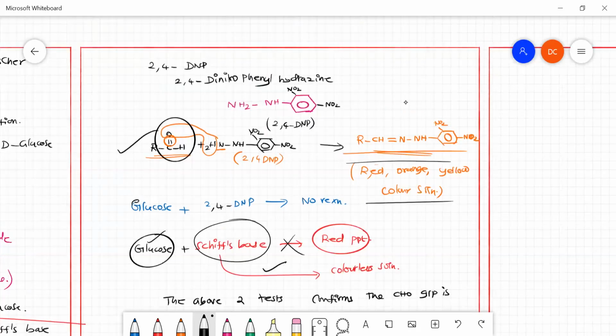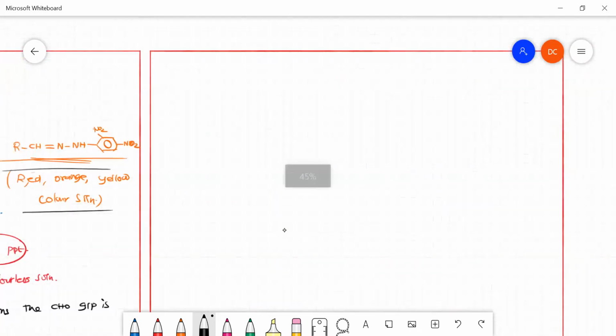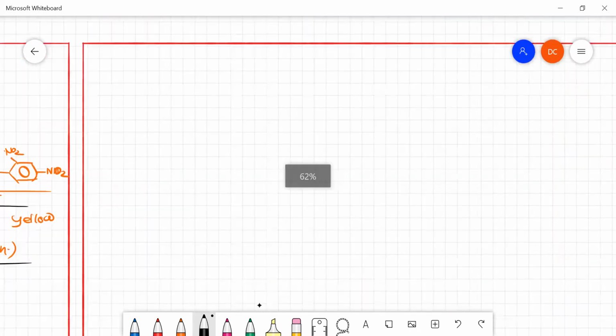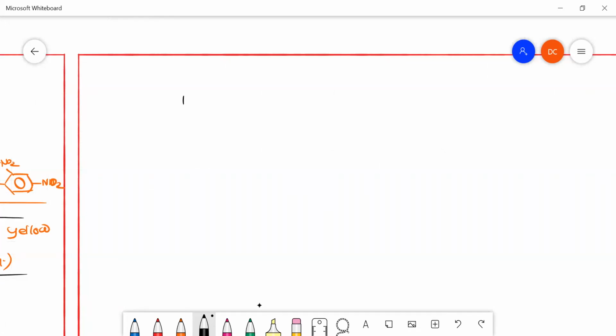Some of the tests will not give a positive result when reacting with glucose, which confirms glucose will not be in a straight chain. So it may be in the form of a cyclic structure. Cyclic structure means what? Before getting to the cyclic structure, we must understand this concept. When an aldehyde reacts with an alcohol, say CHO reacting with ROH, what kind of product can I get?